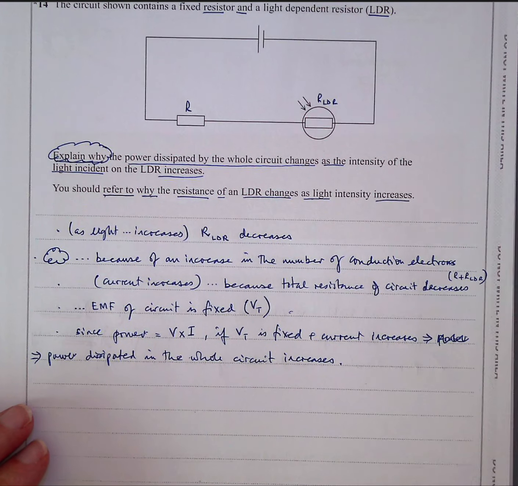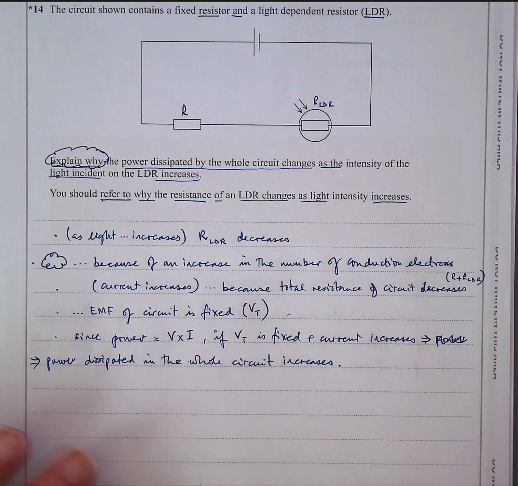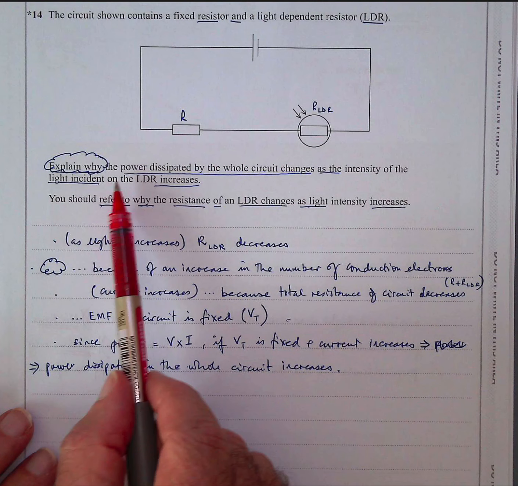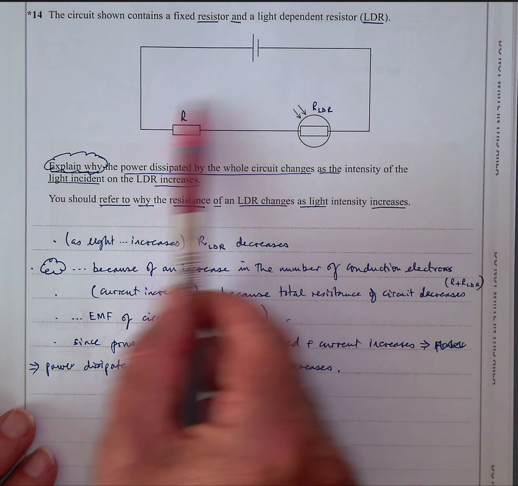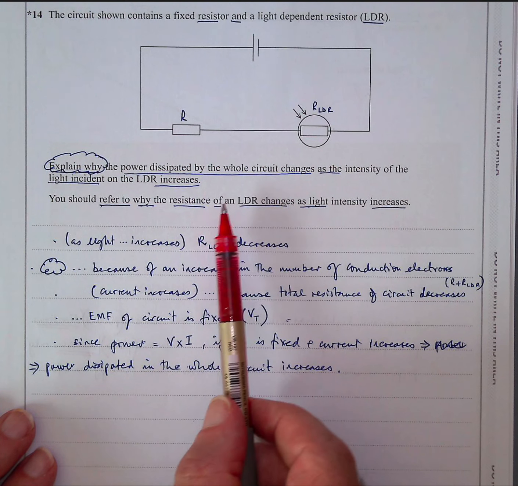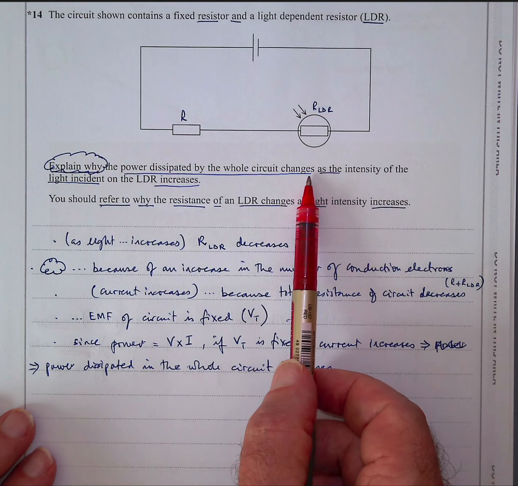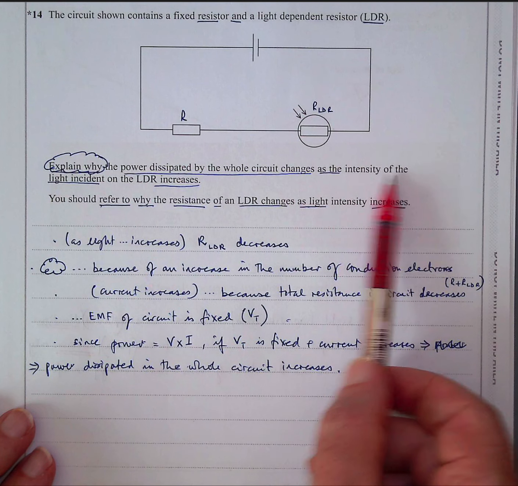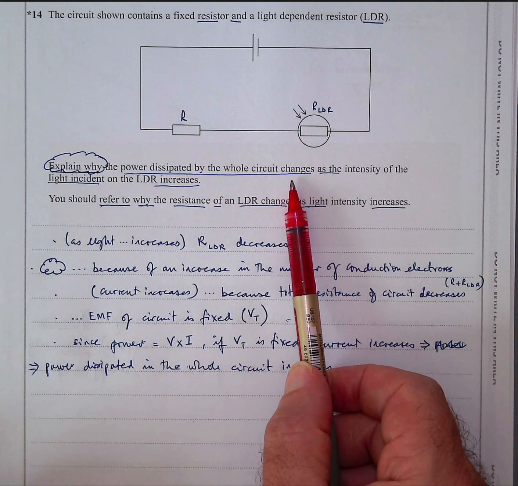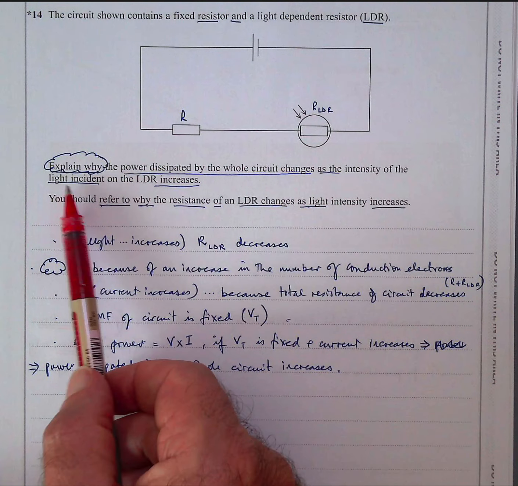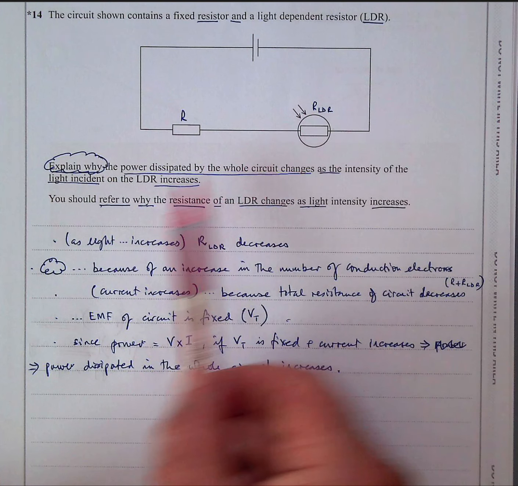14, I apologize. 14 is about an LDR and a fixed resistor in series. Okay? So it says, explain why the power dissipated by the whole circuit changes as the intensity of light coming in on the LDR increases. I haven't told you which way it's going to change, so you've got to work it out.